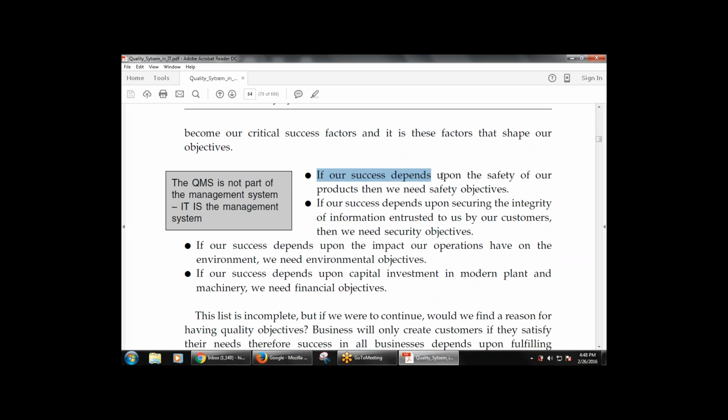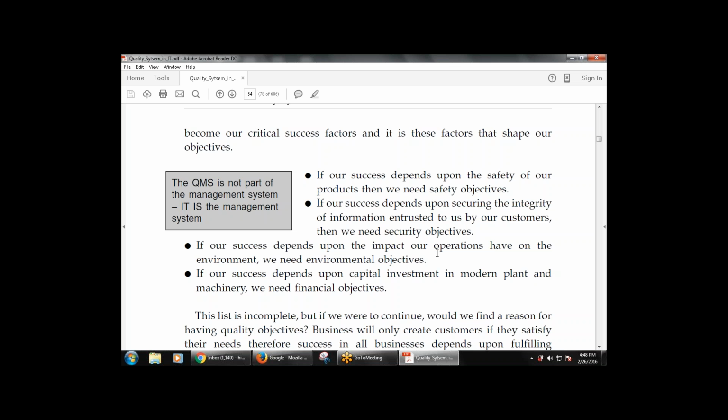If our success depends upon the safety of the product, then we need safety objectives. And if our success depends upon securing the integrity of the information entrusted by the customer, then we need the security objective. If I want more security, then there are security objectives, and if I want to protect the information entrusted to us by a customer, then we need the security objective.